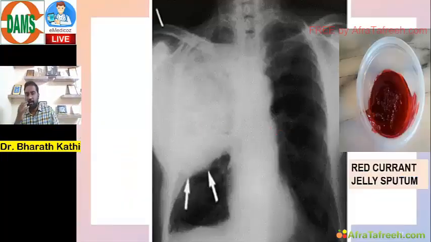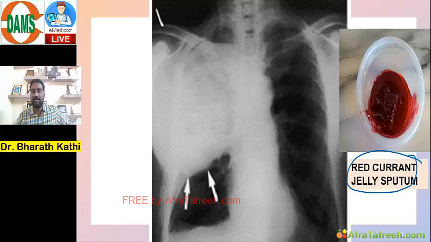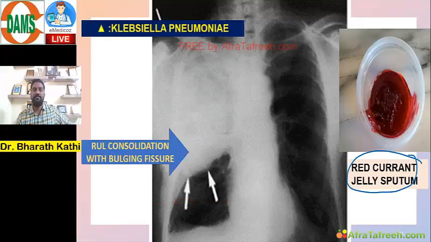Now let us see some common pneumonias based on the clinical scenario. They might mention the patient is having red currant jelly sputum. And what do you see on chest X-ray? The chest X-ray is showing bulging fissure sign, right upper lobe consolidation. So it is Klebsiella pneumonia. All this is suggestive of Klebsiella pneumonia.